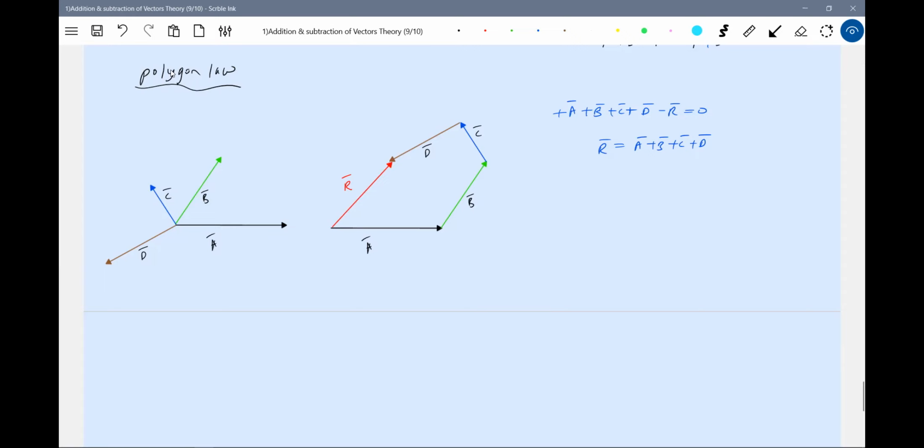Now, any number of vectors we can add. Not only this, we can add any number of vectors. Maybe sometimes while discussing theory, we may come across such a situation. Okay, so this is the basic overall picture about the addition and subtraction of vectors, the theoretical part.